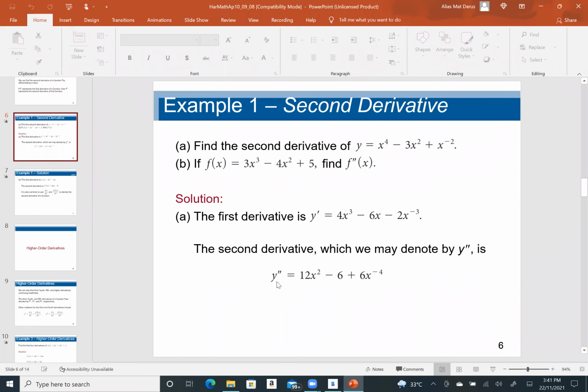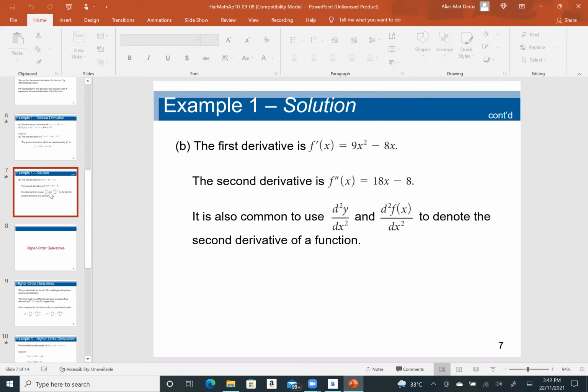Now y double prime is a function. So I can take the derivative of y double prime. You differentiate y double prime, that will be the third derivative. See what you get. This is a function, so take the derivative of y double prime. Then tell me what the third derivative is. Do it now, I'll give you 2 minutes.